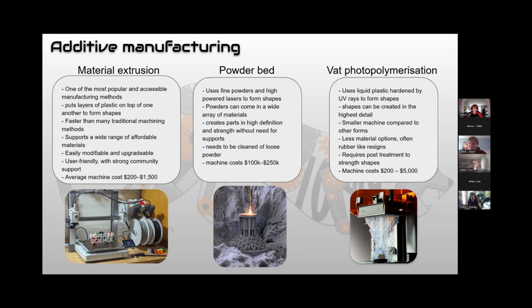Next up, we have powder bed fusion. Instead of using lines of filament, this uses a very fine powder and then a very precise laser to melt those powders together to form shapes. These powders can come in a lot wider array of materials, so it won't just be plastics.